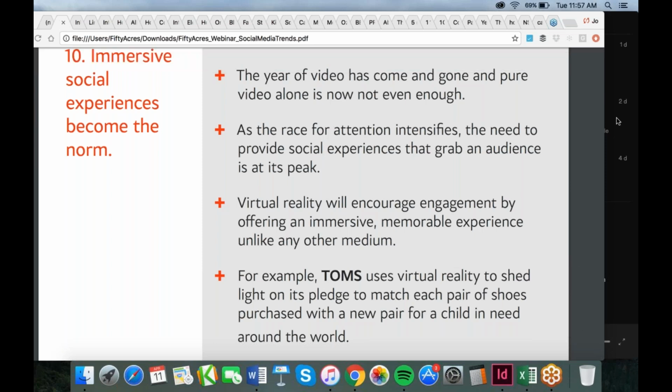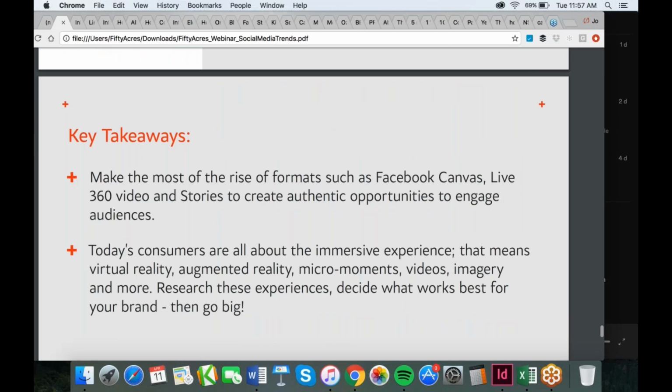Now let me just move on to the takeouts there. So the key takeaways there is making the most of the rise of formats such as Facebook Canvas, live 360 video and stories to create authentic opportunities to engage audiences. And if you're not familiar with those mediums, do a Google search and have a look at them. I think it's well worth you getting across what those are.